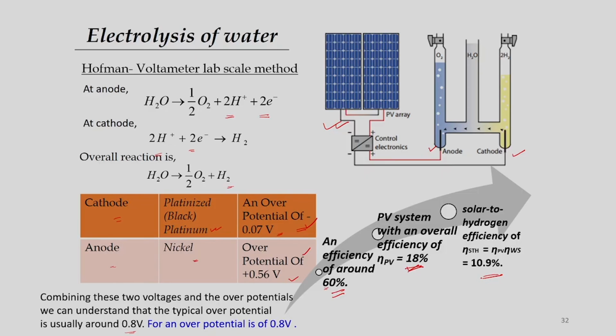Okay? So if we have an over potential of 0.8 volt and under that condition we will get an efficiency of 60% for the internal process, and then if we consider PV efficiency of 18%, then overall efficiency will be 10.9%.